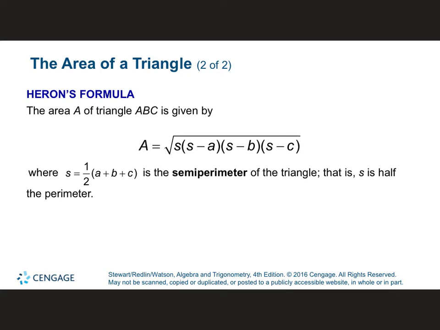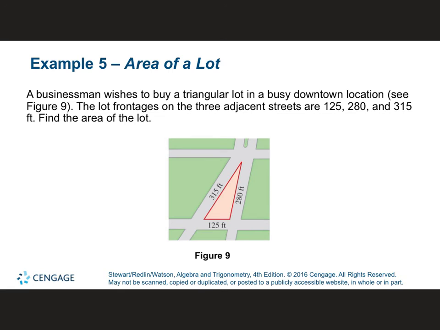The good thing with this is as long as you find S, you can just plug it all into your calculator and it will simplify it for you. You don't have to do anything else. So if we look at this example, it tells us that a businessman wishes to buy a triangular plot in a busy downtown location. The lot frontages on 3 adjacent streets that are 125, 280, and 315 feet. It tells us to find the area of the lot.